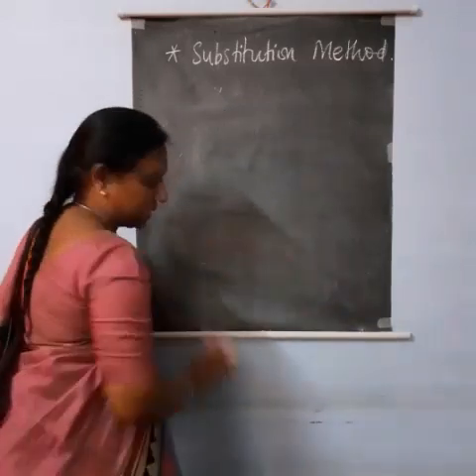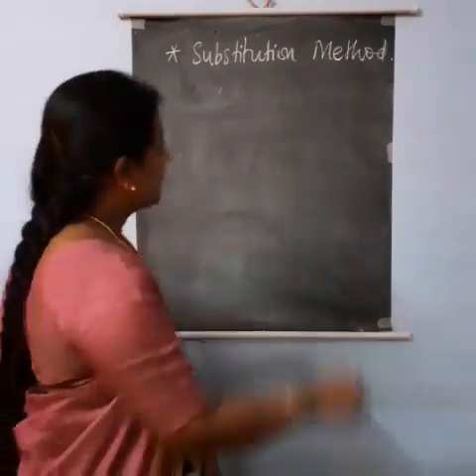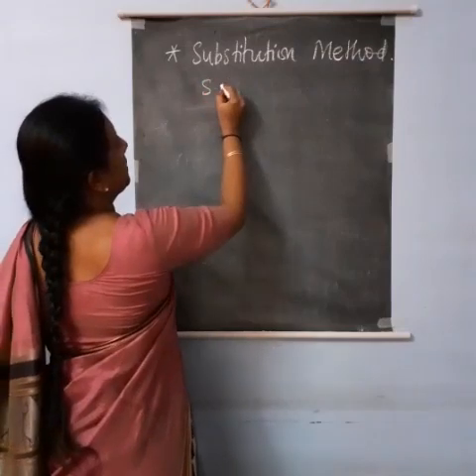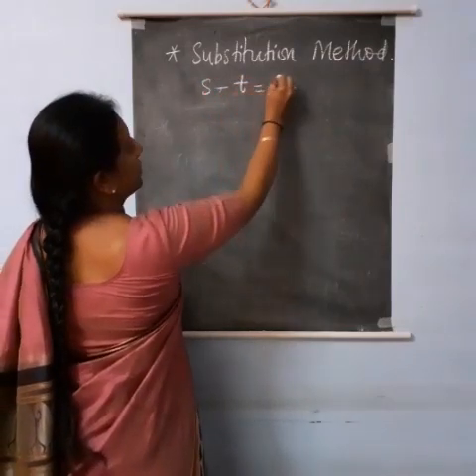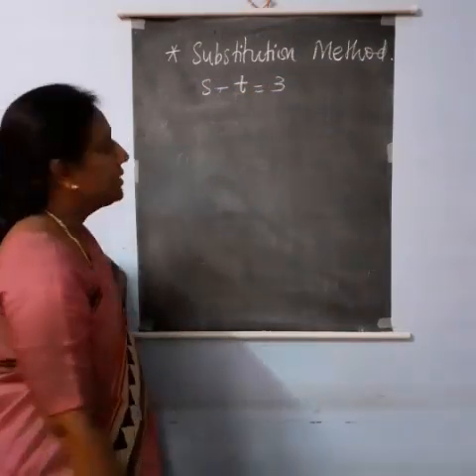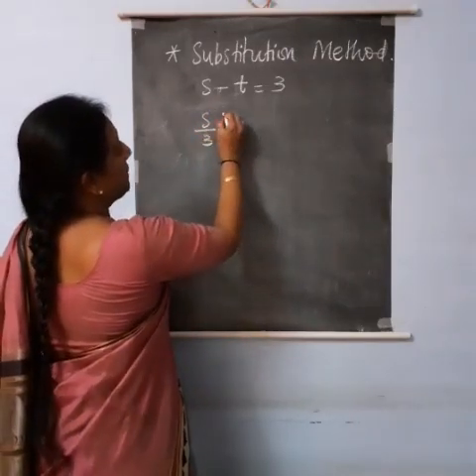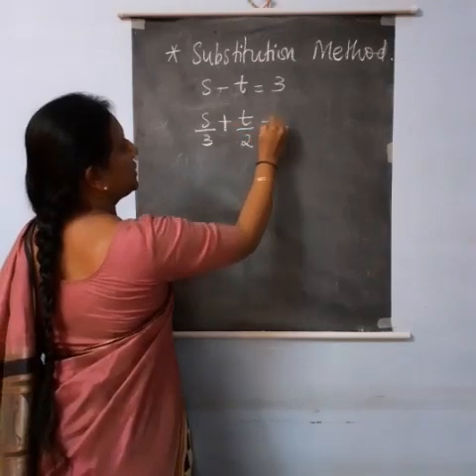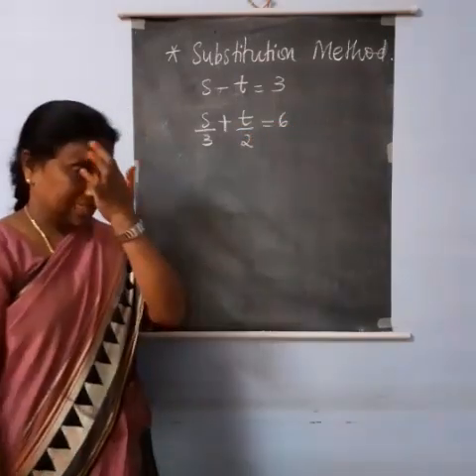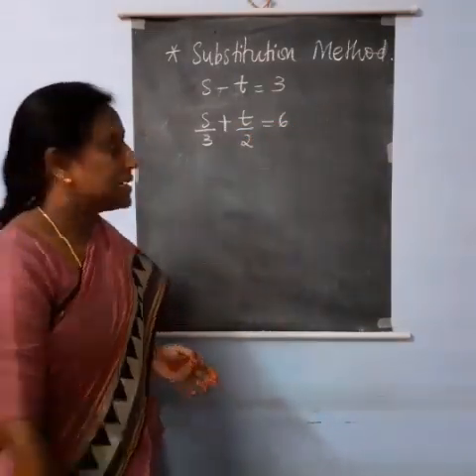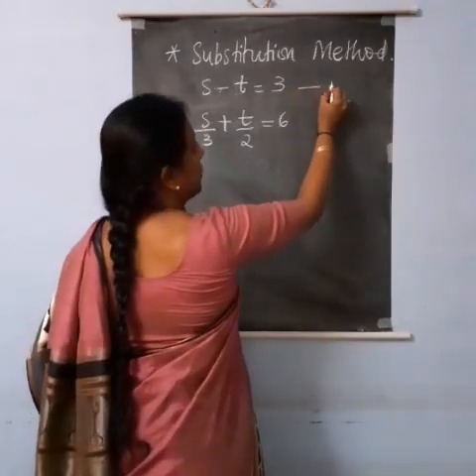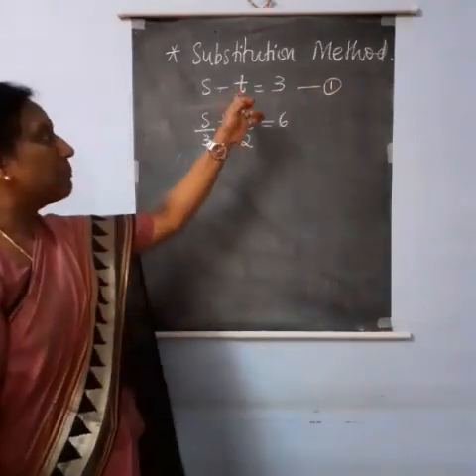Just say I have an equation like this. I say s minus t equal to 3. Okay. And we have s by 3 plus t by 2 equal to 6. Just say you had two equations like this. So as usual, we'll name this as 1 since it is in the simple form.